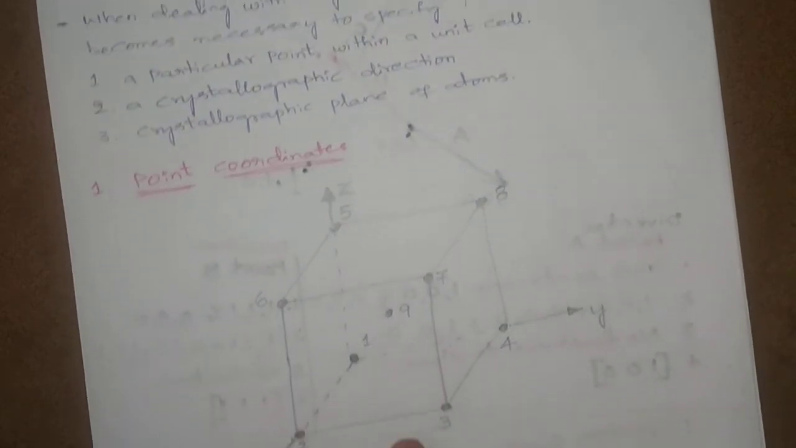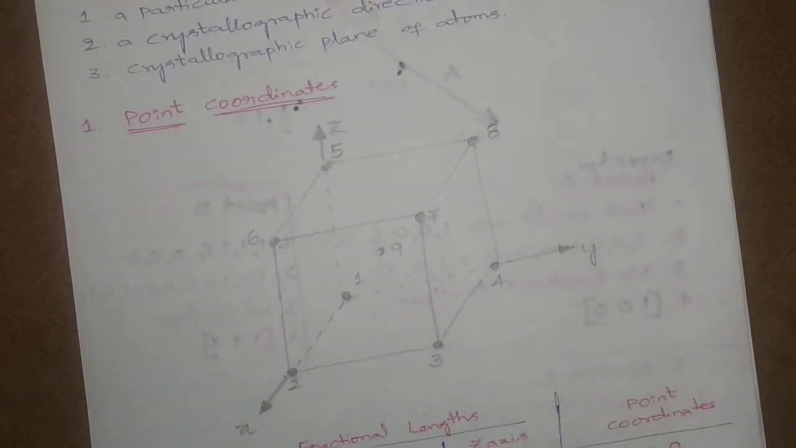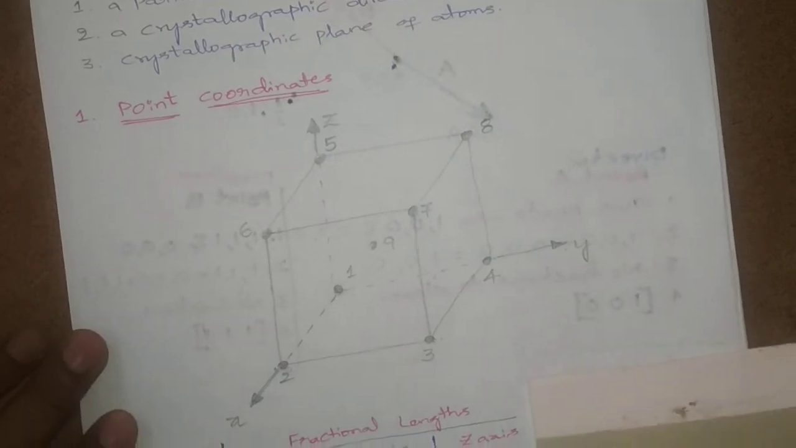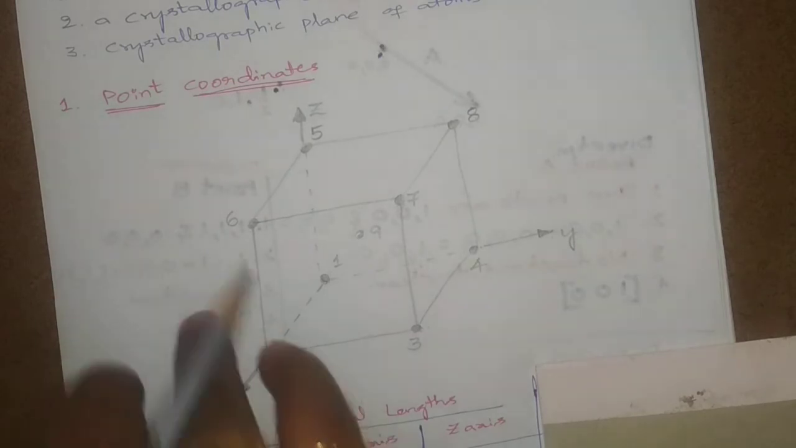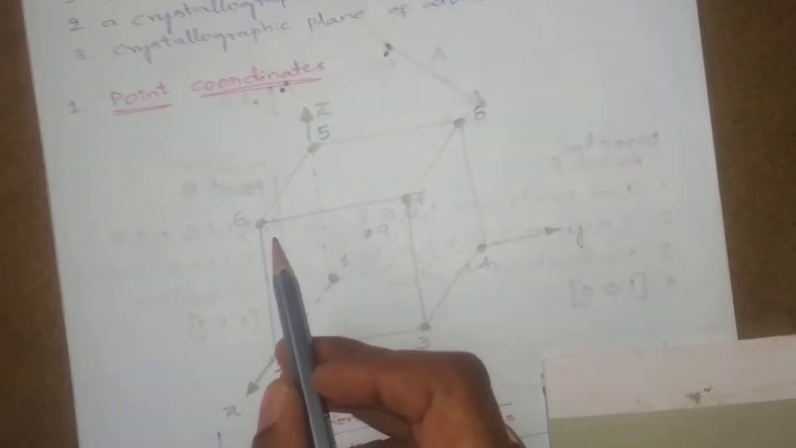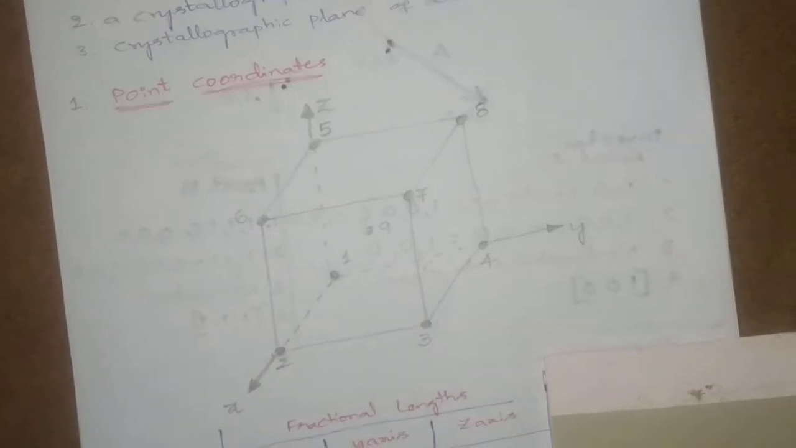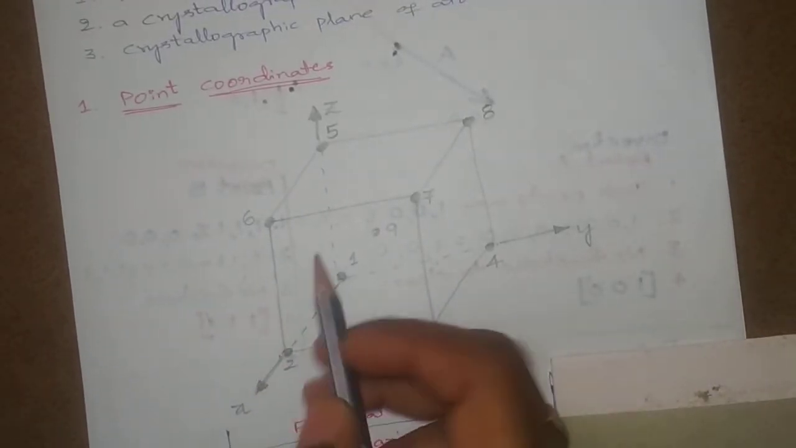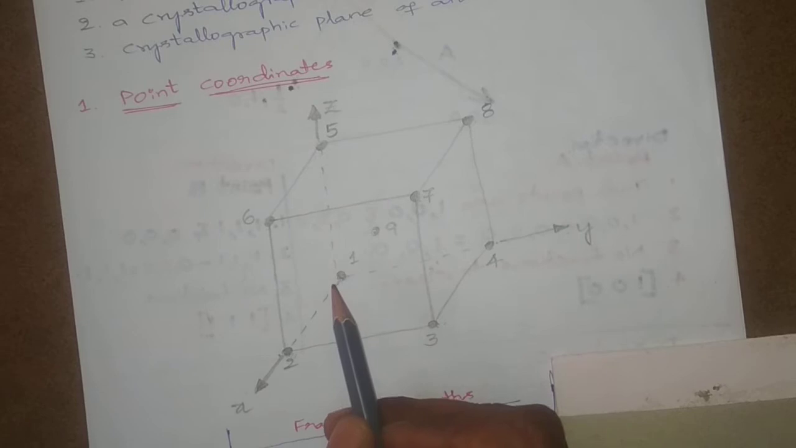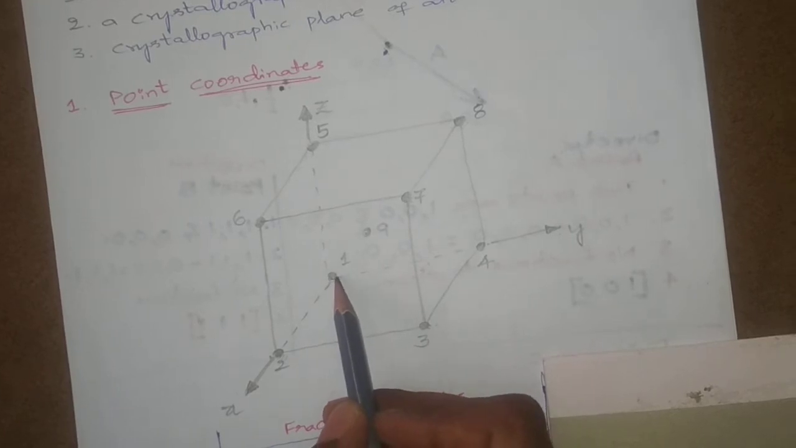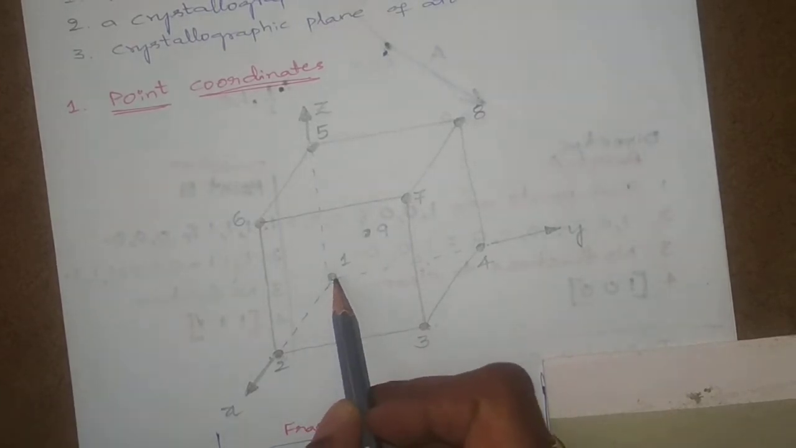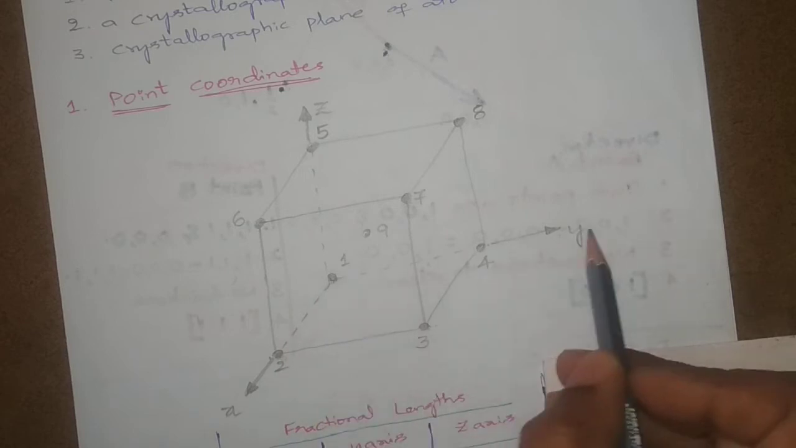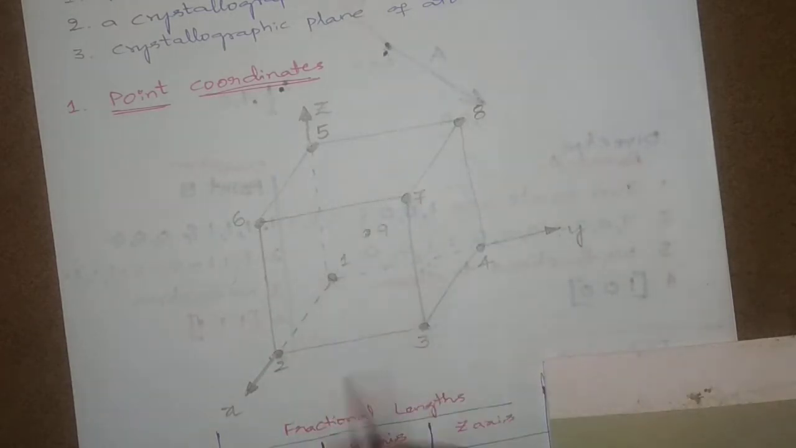Okay, so first let us discuss point coordinates. Let us identify the point coordinates. Let us consider a cube. Okay, and I am considering this as my origin. Okay, and this is my x direction, y direction and z direction.